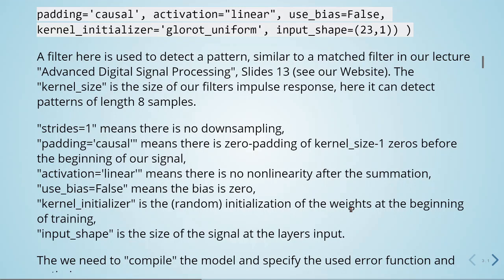And for the random initialization of our weights, we are using this Global uniform. And the input shape is the size of the signal at the layer's input.